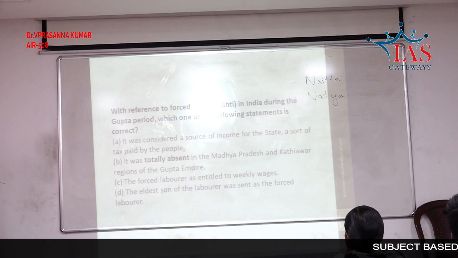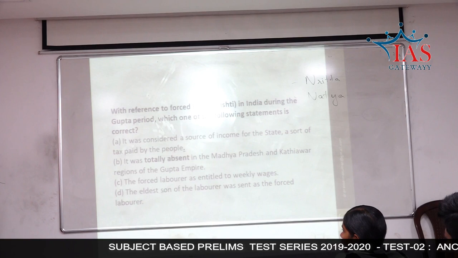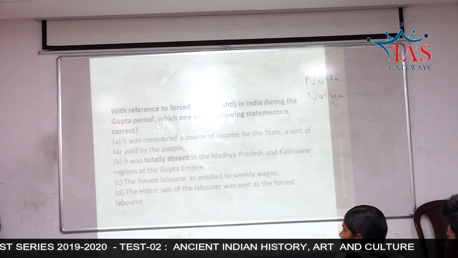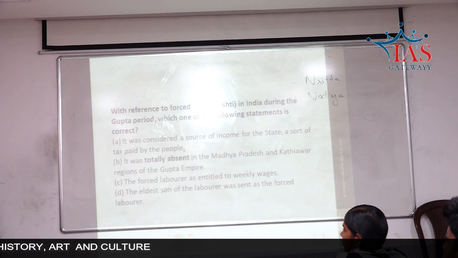Okay, Gupta period is called a golden age. Was it really a golden age? This is the analytical question you will get in Mains. But why was it not a golden age? The caste system first of all originated here only. Basically the Brahminical domination originated here. So that is why you can also say it's not a golden age.